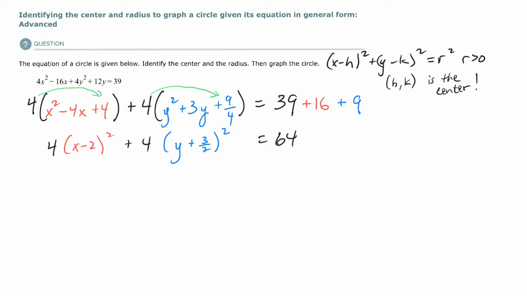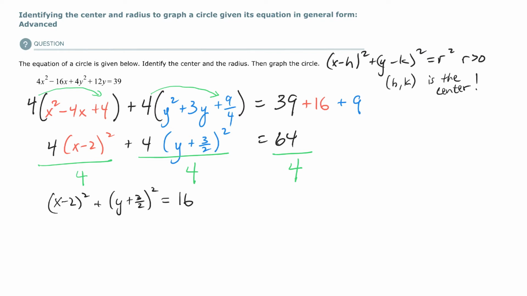Now we want to get this into this standard form. So we don't want this coefficient of 4. Both of these have a coefficient of 4 here. It's not a coincidence. It should be, because this is an equation of a circle. So what we're going to do is divide the entire side by 4. We could do it with a common denominator. Divide this entire side by 4, and then divide this entire side by 4. And let's see what we get. We get (x minus 2) squared plus (y plus 3 halves) squared is now equal to 16.